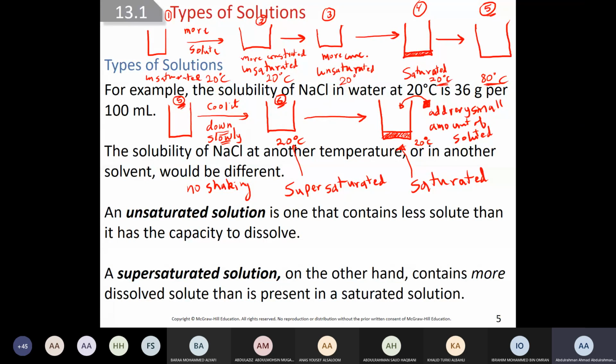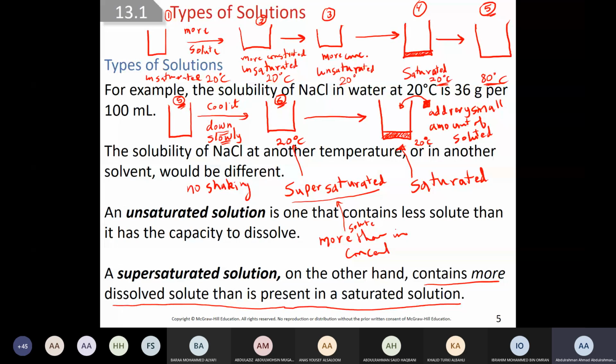So what's the meaning of supersaturated? It accepted more than it could handle by heating it and then cooling it slowly. Supersaturated contains more dissolved solute than is present in a saturated solution. It is taking more than a saturated solution, but it can handle it. This means a lot more solute than in a concentrated solution. Is this clear? Good, I hope so.